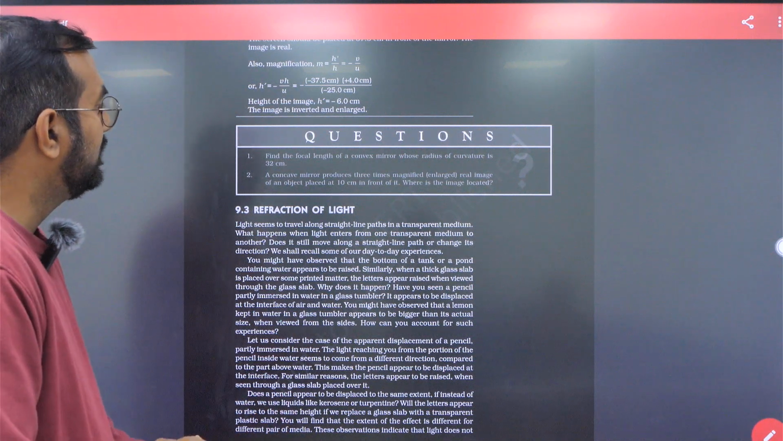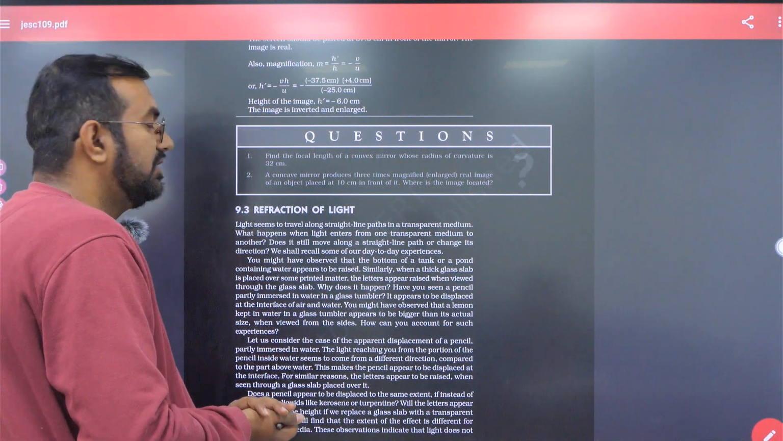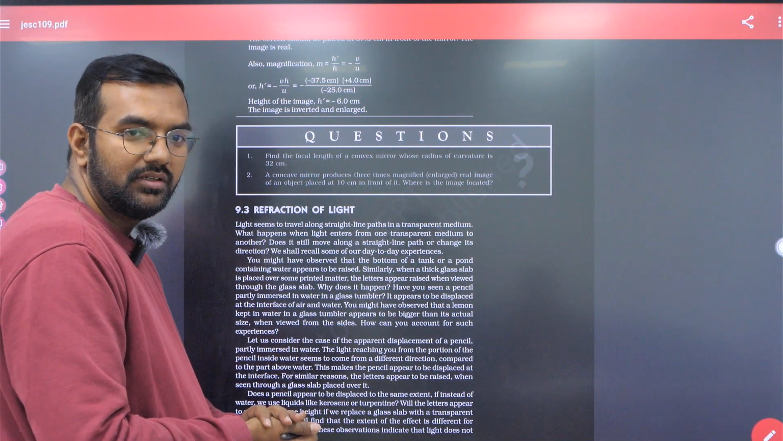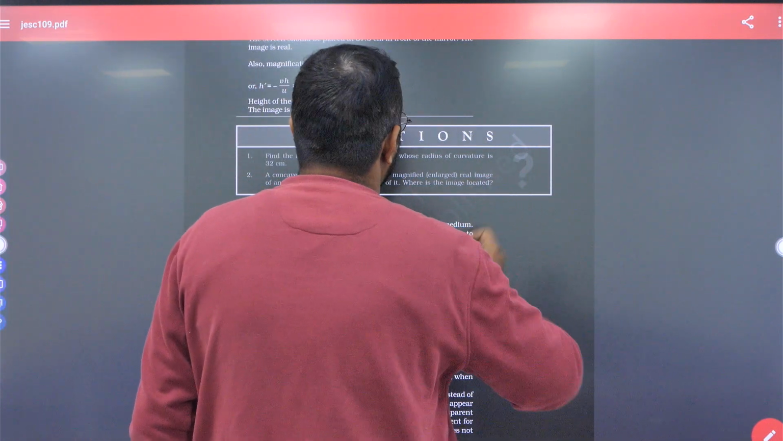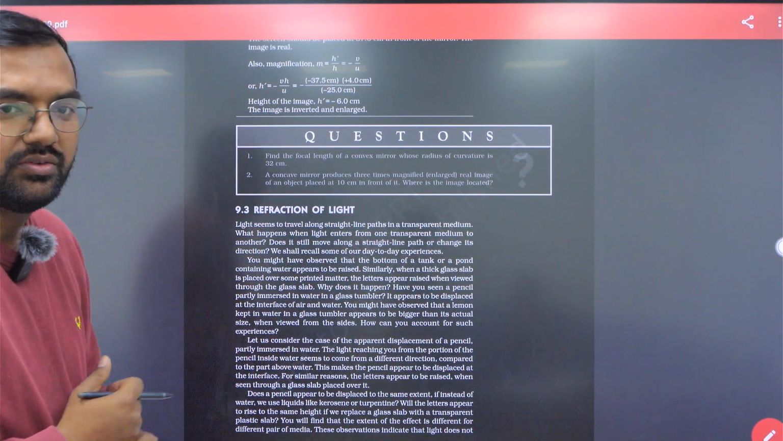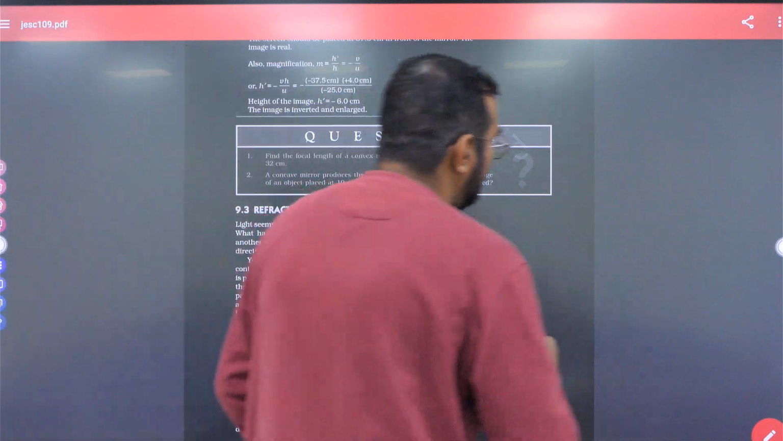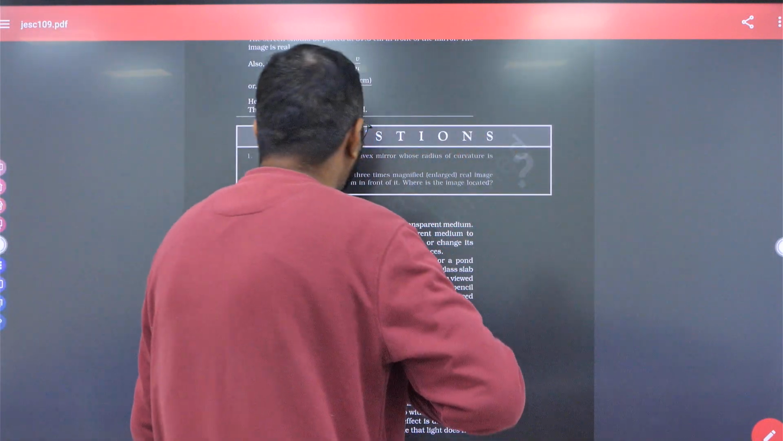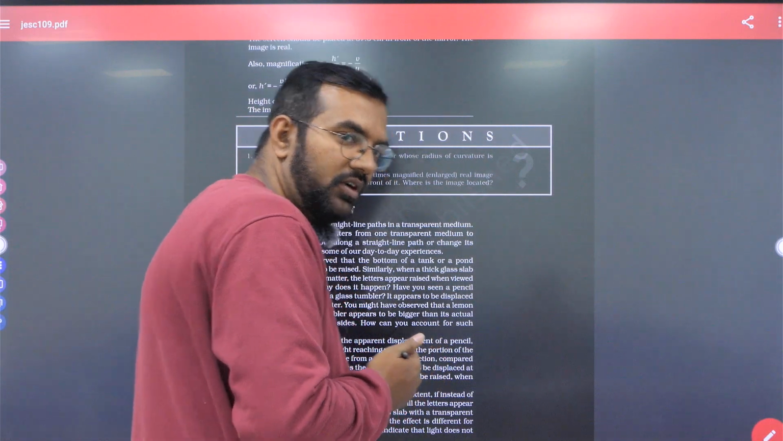Find the focal length of a convex mirror whose radius of curvature is 32 centimeter. It is a question here. Can you find it? We know that there is a relation between the radius and the focal length, na? What is that relation, Aman?